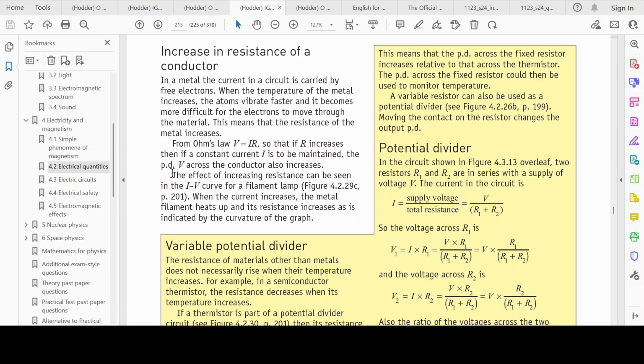Then something we saw yesterday is the graph for the filament lamp, and we saw that it follows the ohmic path of a linear curve, but when it gets hot, it curves and flattens. And that's because of the increased resistance as the filament heats up.